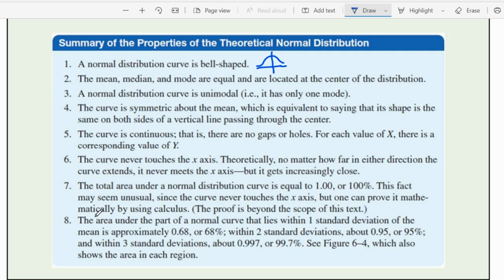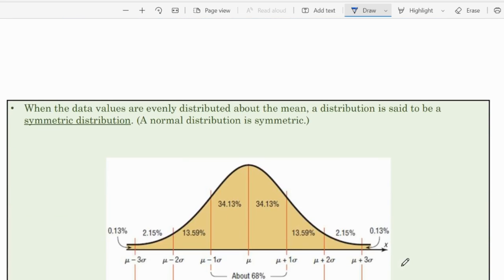Number 8, the area under the part of the normal curve that lies within 1 standard deviation of the mean is approximately 0.68 or 68%. Within 2 standard deviations of the mean is about 0.95 or 95%. And within 3 standard deviations of the mean is 0.997 or 99.7%. Hopefully that looks very similar to the empirical rule. 68, 95, 99.7. All right, so those are your properties of normal distributions.